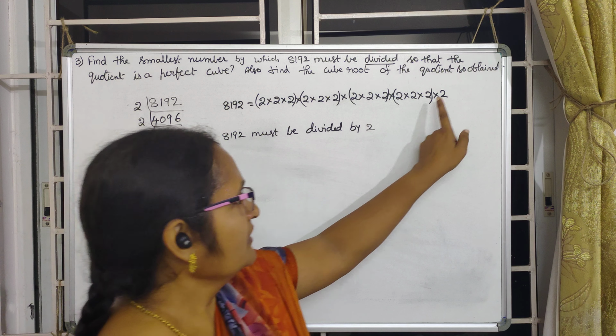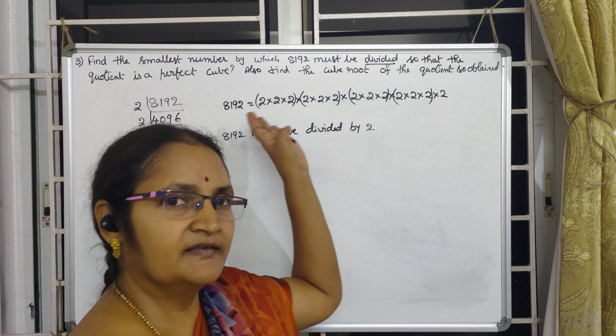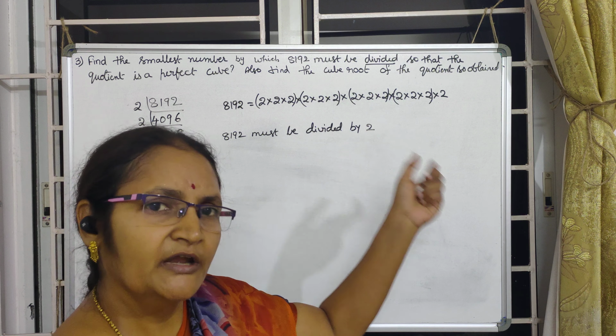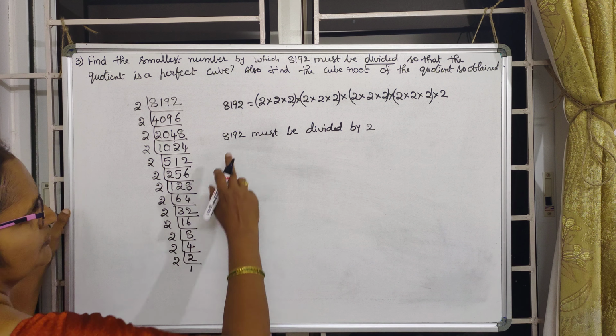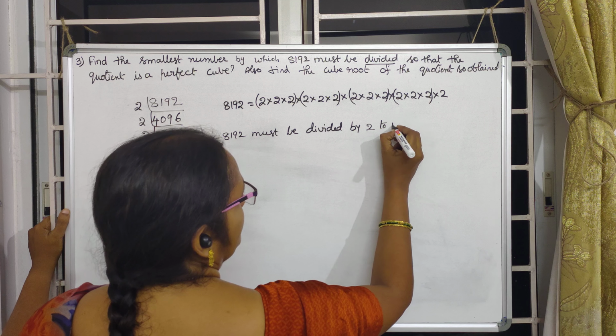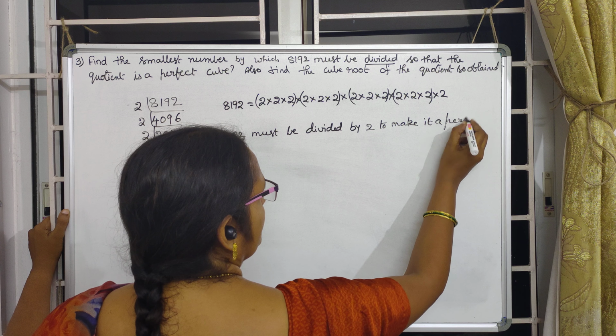Suppose one more 2 was left over, then what do we do? Then 8192 must be divided by 2 times 2, that means divided by 4, we will write there. So here it should be divided by 2 to make it a perfect cube.